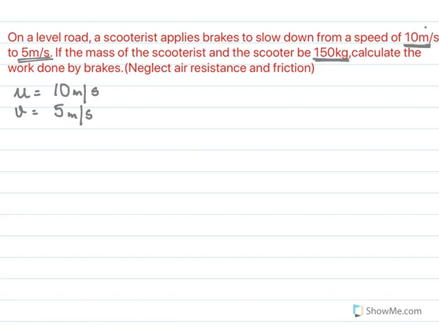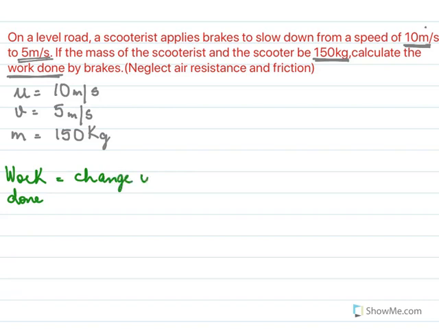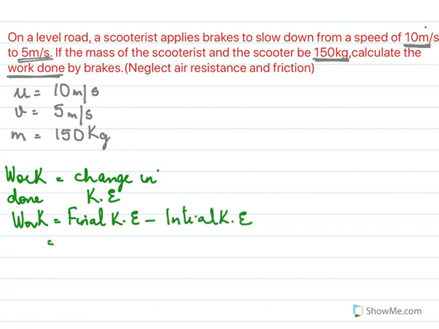If the mass of the scooterist and the scooter is 150 kilos, so mass 150, calculate the work done. Now in this case, the work done will be the change in kinetic energy. So work done equals change in kinetic energy, which means work done is final kinetic energy minus initial kinetic energy.